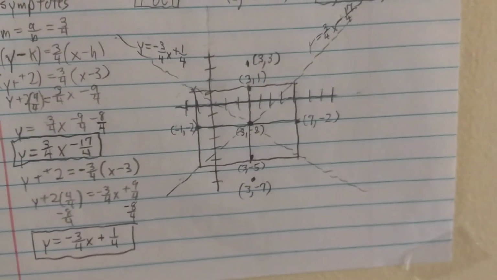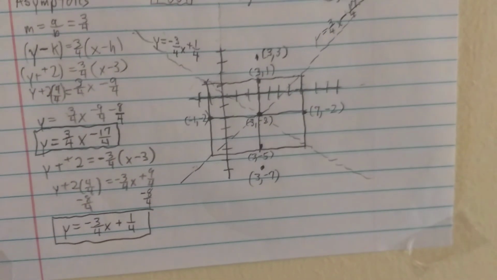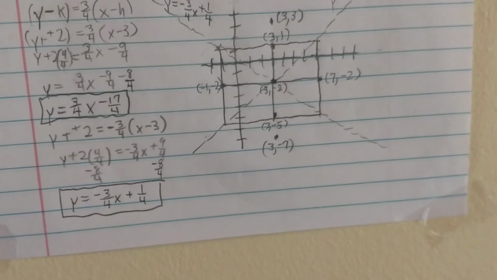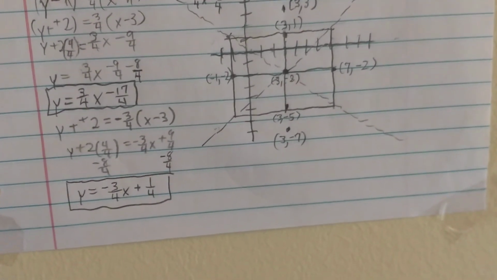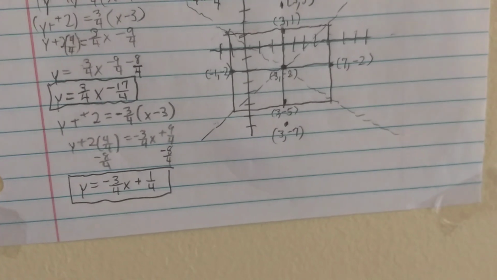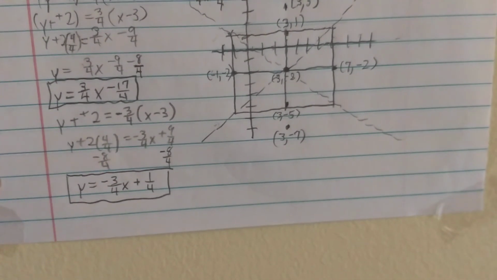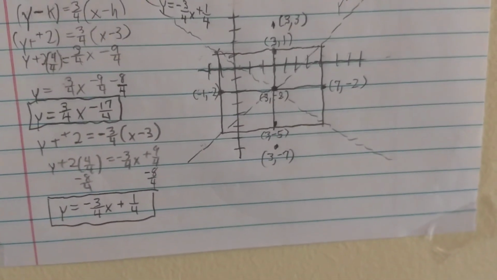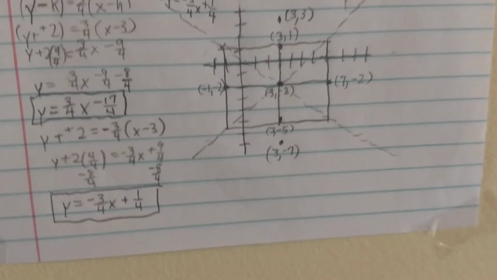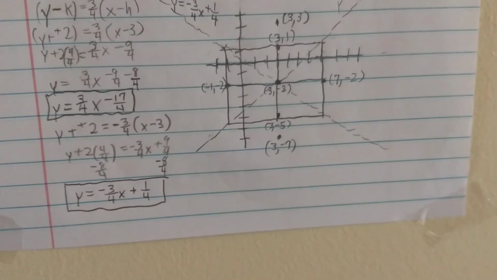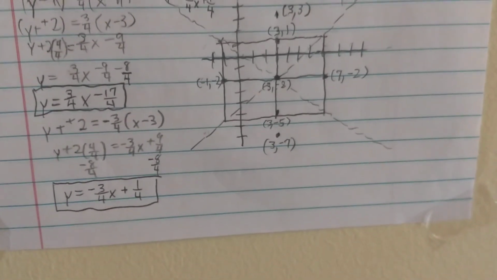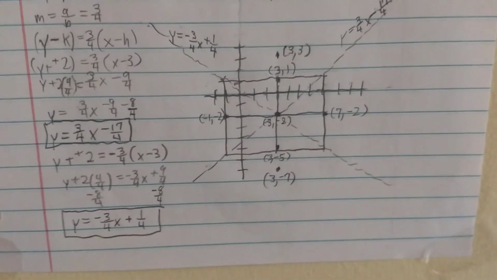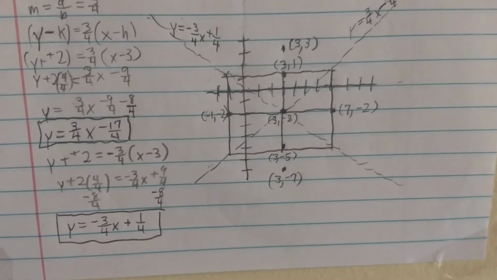Okay, so let's see if we can find our box. We have our center at 3, negative 2, plus 4 is 7, negative 2, back 4 is negative 1, negative 2. Okay, and then up and down, we have our center at 3, negative 2. We're up 3 to 3, 1, and down 3 to 3, negative 5. Those are our vertices. And the foci are 3, 3, 2 above, and 3, negative 7, 2 below. So there should be parabola-shaped branches opening up and opening down.